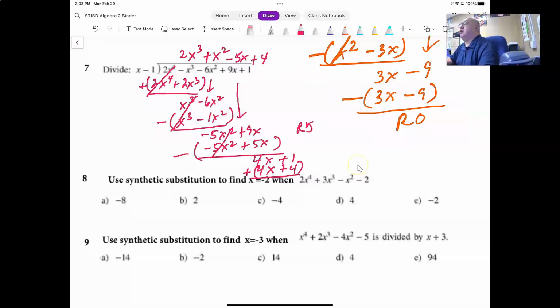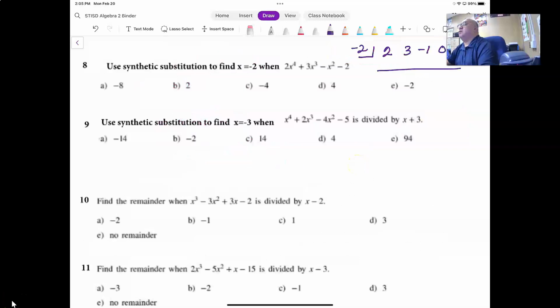So that's how you do the long division. I'm going to use synthetic substitution to find y when x is equal to negative 2. So we have 2. Negative 2 times 2 gives you negative 4.